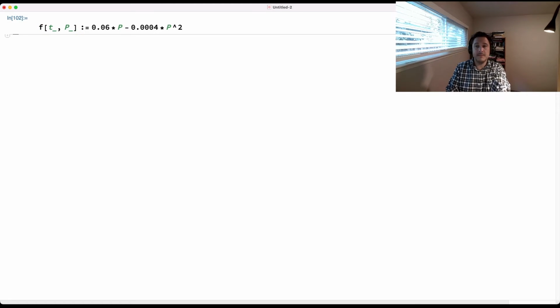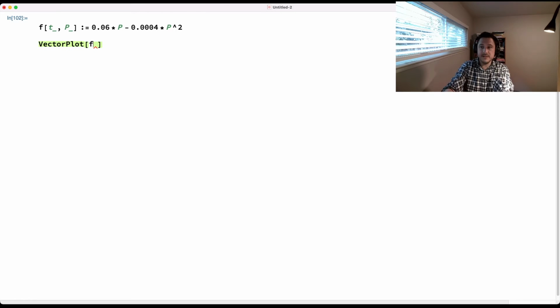There's a command to make the slope field for you. It's called VectorPlot. You give it the function. Now what you have to do is give it the variables that you're going to do this over. One second, I have the order in which I have to do this written down, because I always forget.